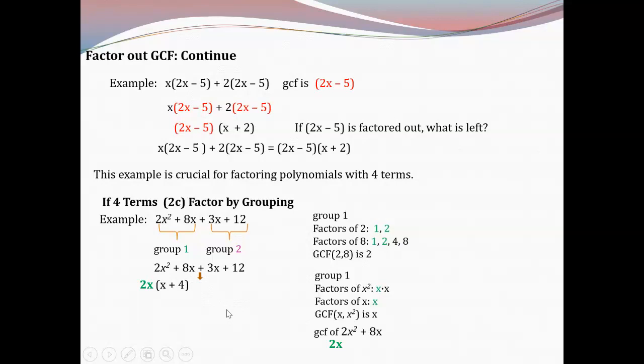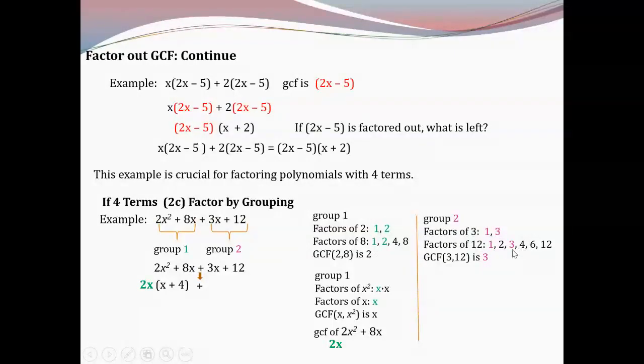Now you do the same, right? You bring down the sign. Now you do the same thing for group 2. You have group 2, you have the 3 and the 12, right? That's what's here, 3 and the 12 for the coefficients. How can I get 3? Just 1 times 3. These are the factors of 3. How can I get 12? It's going to be 1 times 12, 2 times 6, and 3 times 4. So the factors of 12 are 1, 2, 3, 4, 6, and 12.